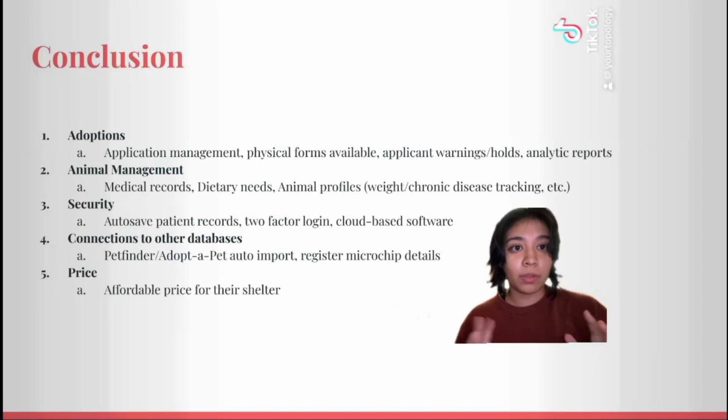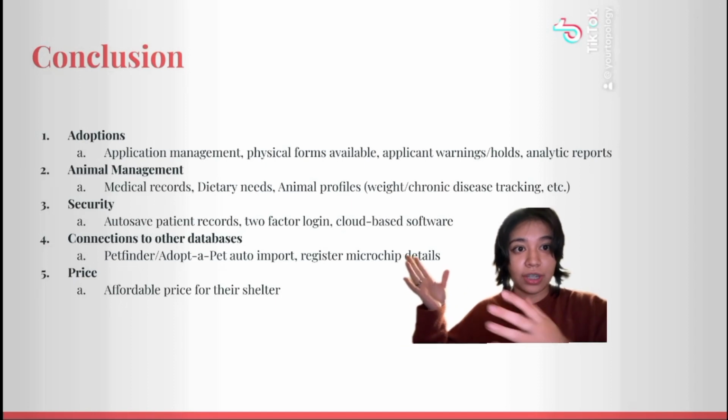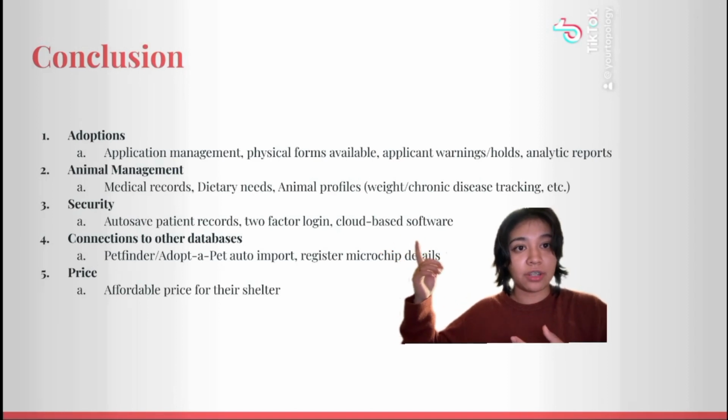Because we're working with large databases and confidential information, our clients really prioritize security. Due to cloud-based software's encrypting technology, we're going to try to go with that, as well as auto-saving patient records that we create with two-factor login authentication. And because our client wanted as much outreach as possible, we're going to try to prioritize connecting our information to other databases such as PetFinder and Adopt-a-Pet. Along with registering microchip details, we wanted to be able to auto-import animal profiles into these websites. And the biggest priority, of course, was our price.